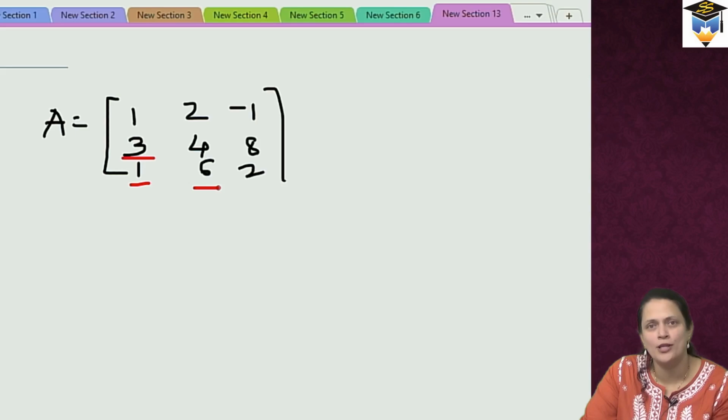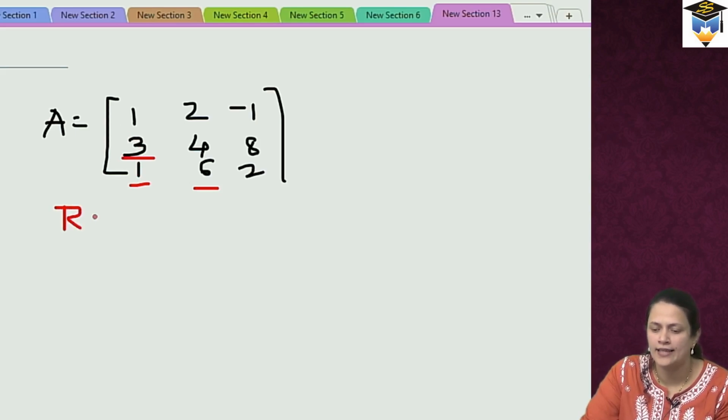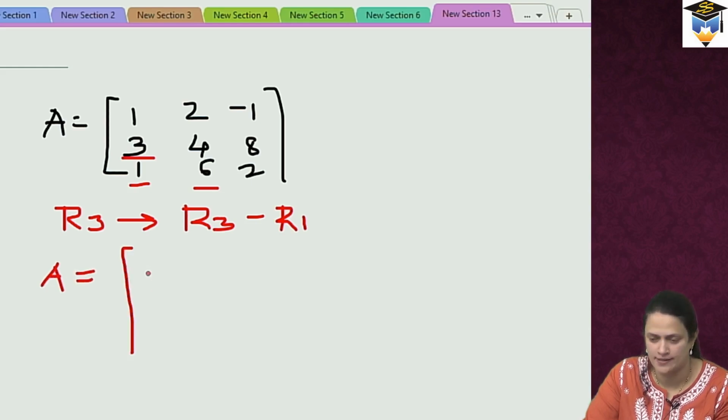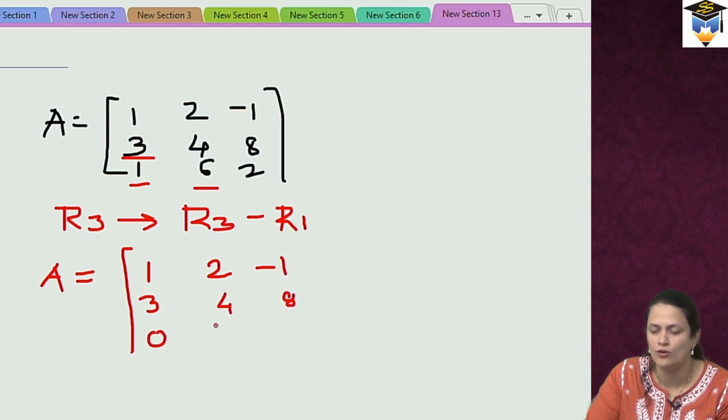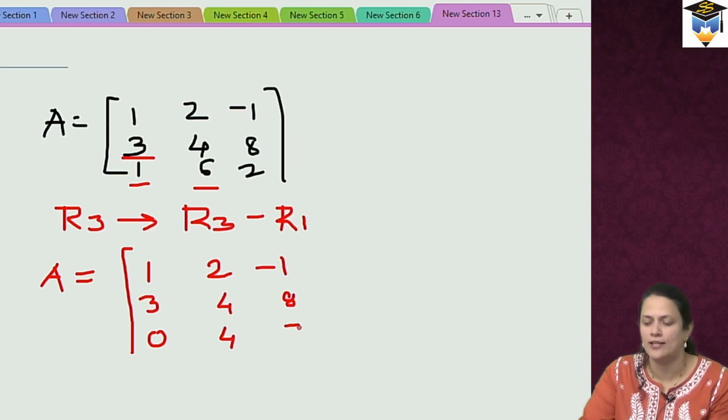So now what transformations am I going to do? See, I need a 0 over here and over here. So first step, R3 becomes R3 minus R1. So I am going to transform row 3 in such a way that I get 0 at that place. First row will remain as it is, second row will also remain as it is, and the last row is going to transform. So 1 minus 1 is 0, 6 minus 2 is 4, and 2 minus of minus 1 becomes 3.